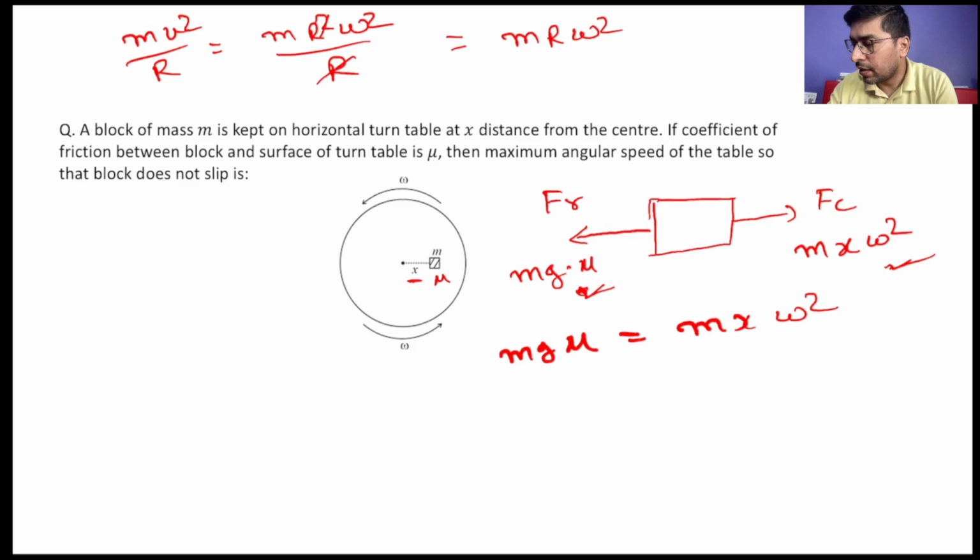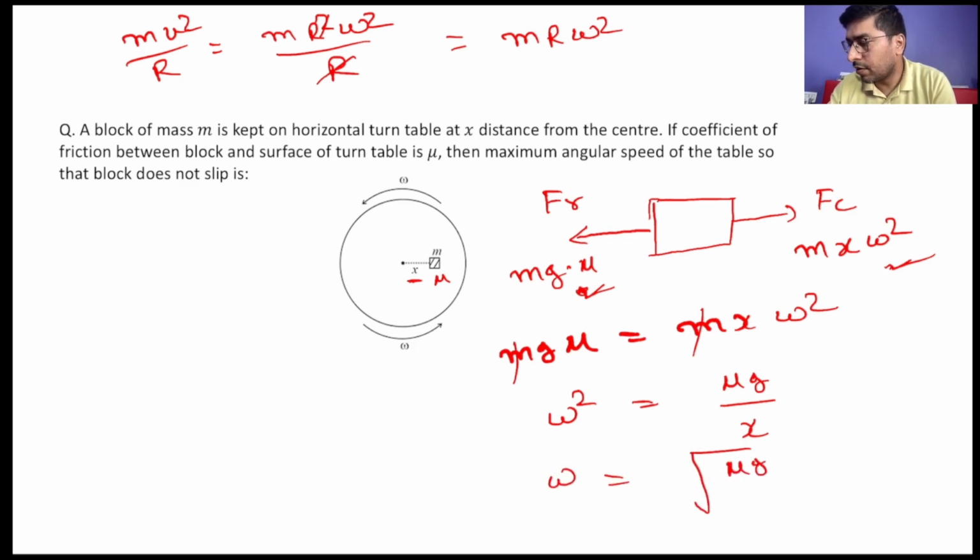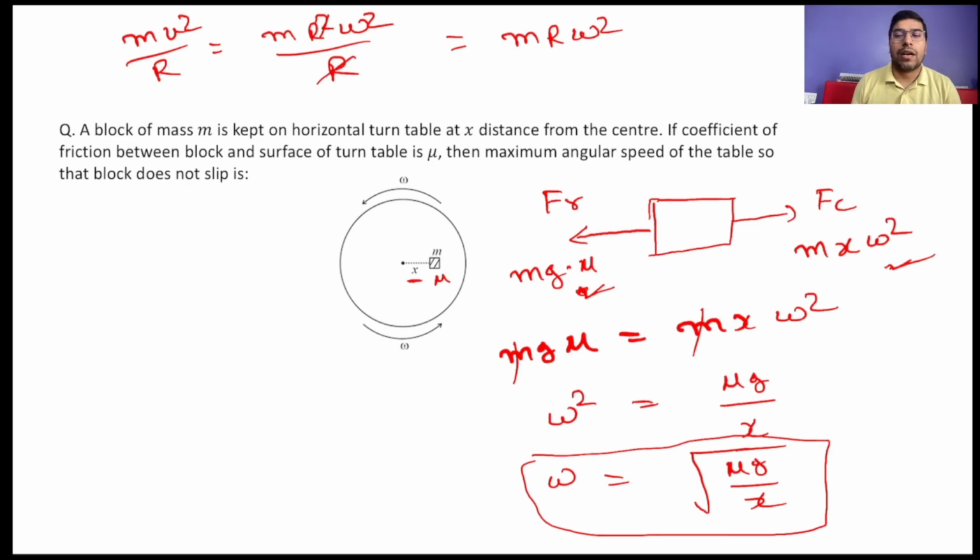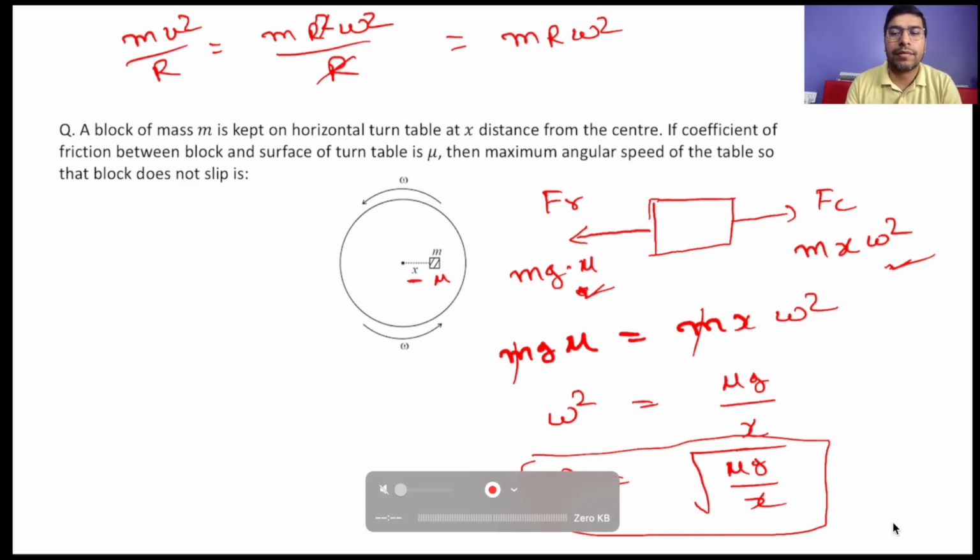Now this m will get cancelled out. From here we get omega square is equal to mu g by x, and omega will be under root of mu g by x. Clear? So with this angular speed, if the table rotates, this block will not slip in any direction. Thank you.